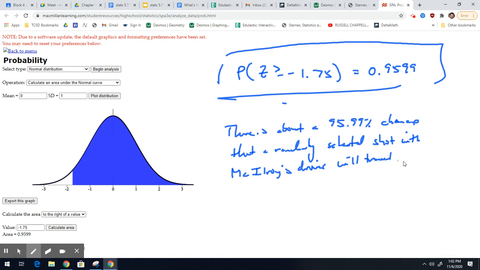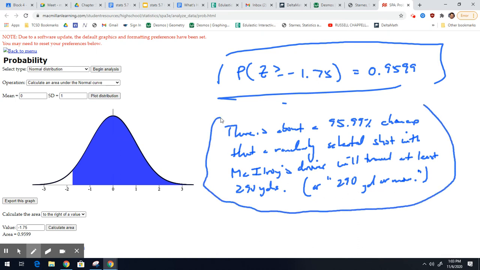You could be very slick and you could say at least 290 yards. So you could say it like that. Or you could say, we'll travel 290 or more yards. 290 yards or more. However you want to end it is fine. I like that at least. I think it's kind of smooth, right? At least. But it's whatever you want to do.